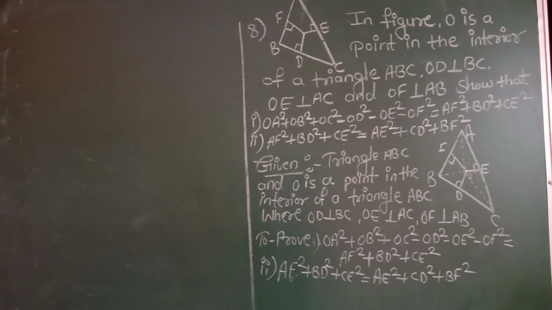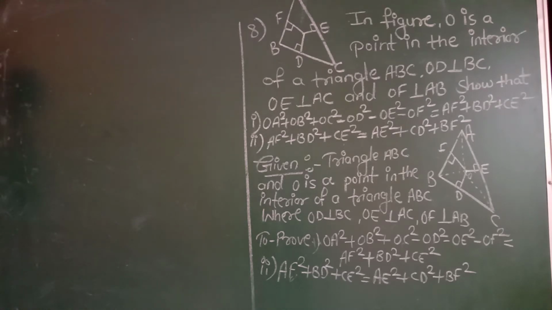First: OA square plus OB square plus OC square minus OD square minus OE square minus OF square is equal to AF square plus BD square plus CE square. Second: AF square plus BD square plus CE square is equal to AE square plus CD square plus BF square. Given triangle ABC and O is a point in the interior of triangle ABC. I have already drawn the figure there. First, I am going to prove the first one.